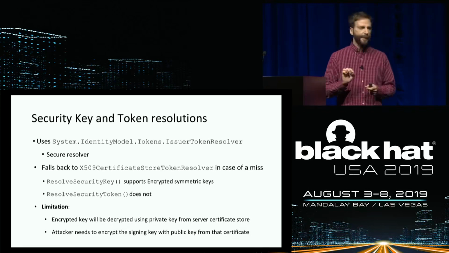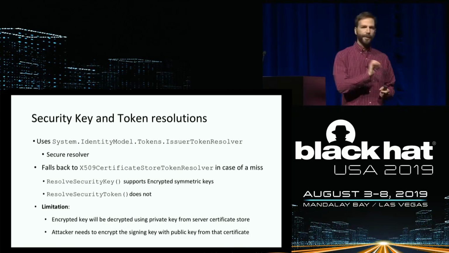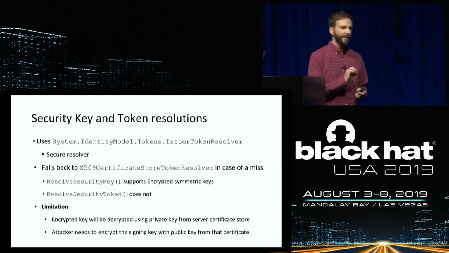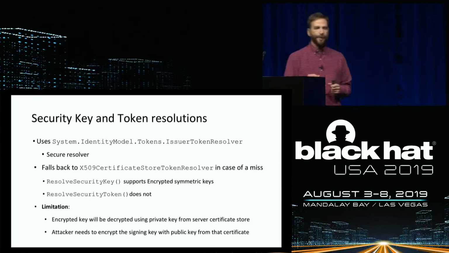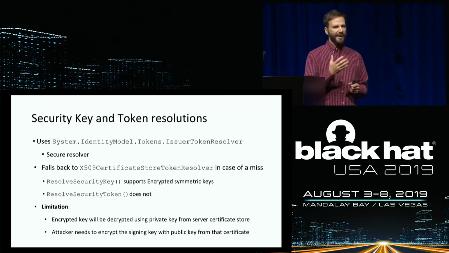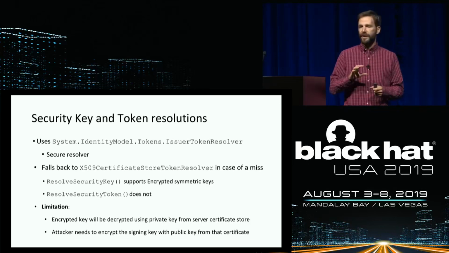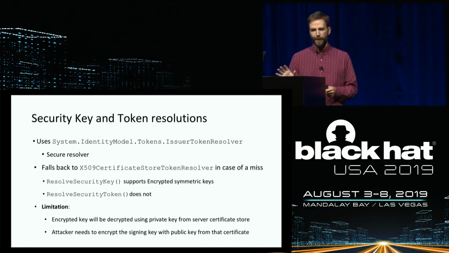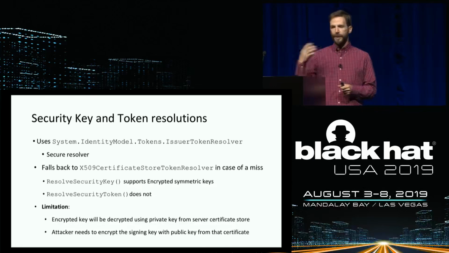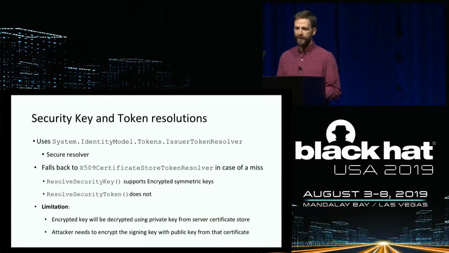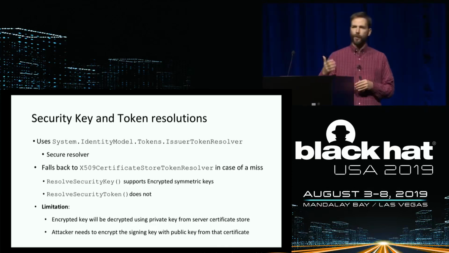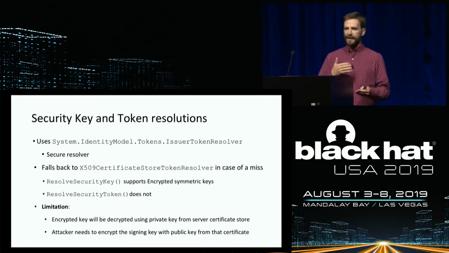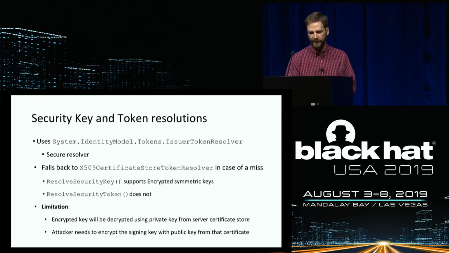Now, this one is interesting because when resolving security keys, it supports encrypted symmetric keys, but when resolving security tokens, it does not support encrypted symmetric keys. So in order for the server or the application to decrypt our encrypted symmetric key, it needs to use a private key that is stored in a specific certificate storage in the server. Therefore, the attacker needs to get access to the public key from that certificate in order to encrypt the symmetric key. That's a strong limitation, but maybe in some cases, for example, the certificates are reused for SSL traffic, and then the attacker can get the public key from the certificate for the SSL traffic.